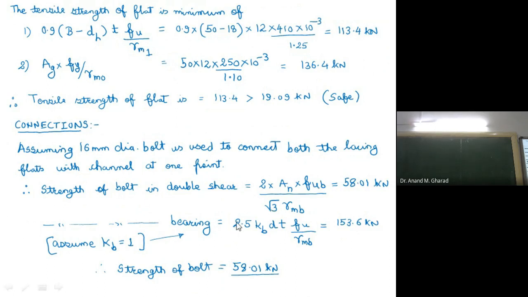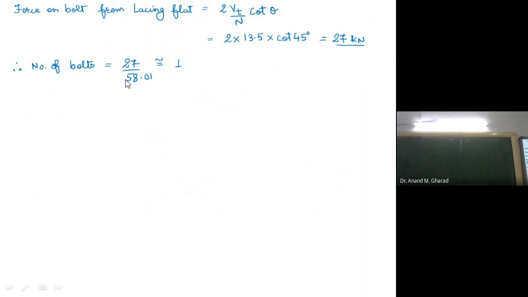Then you check it for bearing. Now listen carefully. Bearing, as I have told you, I mean, the capacity in bearing should be more than shearing. For that, in order to keep that value to be on the higher side, you can assume KB value to be 1. So therefore, I have said that assume KB to be 1. Calculation will become easier. और आप देखोगे कि strength of the bolt will be the least. From this strength of the bolt, calculate the number of bolts which are required.